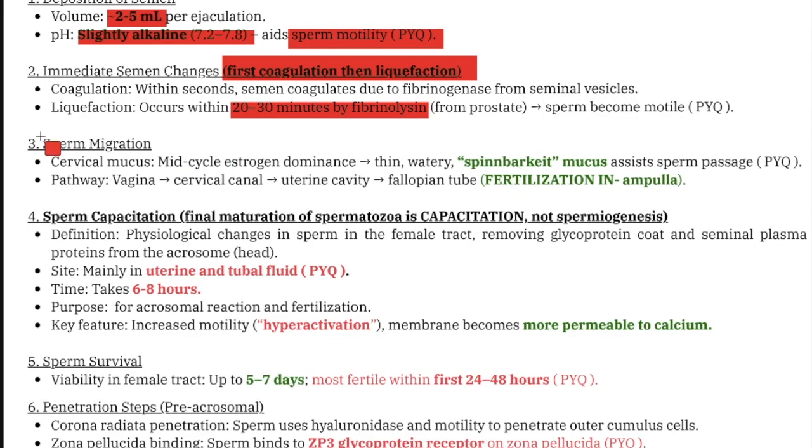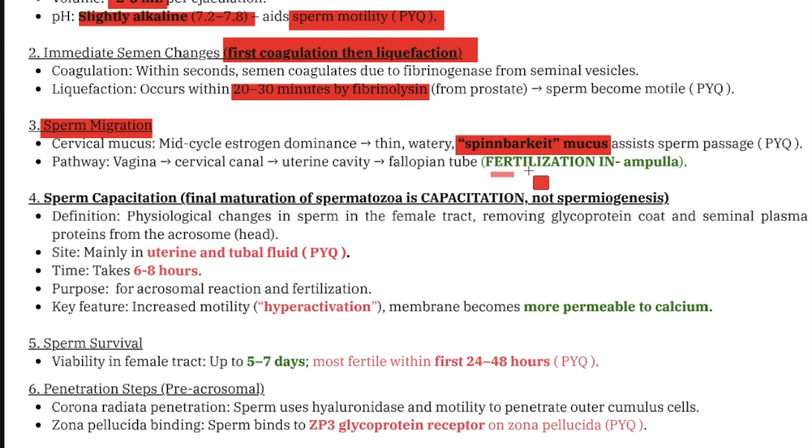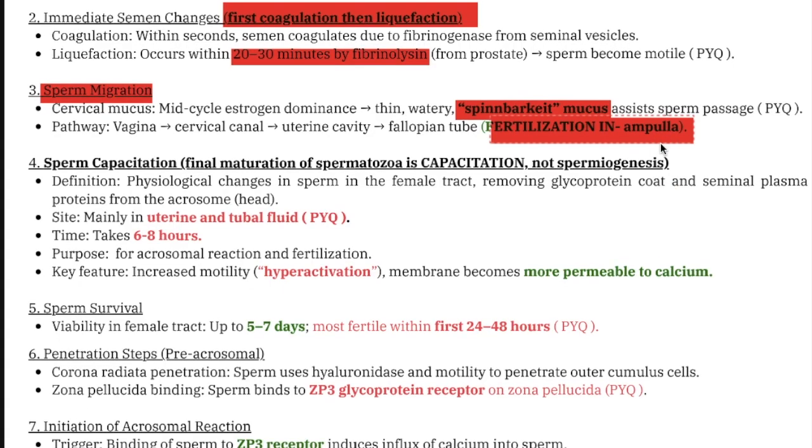The sperm then begin their migration. Aided by thin, watery cervical mucus present mid-cycle, they travel from the vagina, through the cervical canal and uterine cavity, into the fallopian tube. Fertilization typically occurs in the ampulla, the widest part of the fallopian tube.